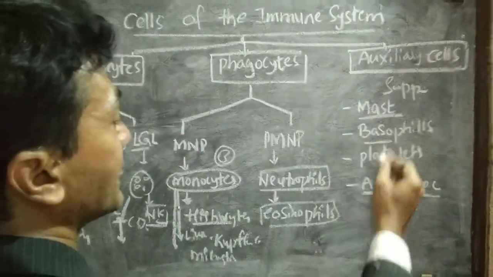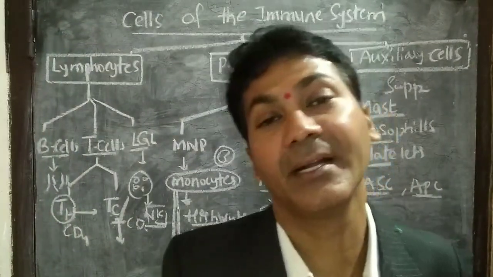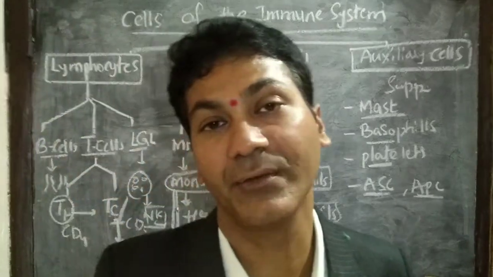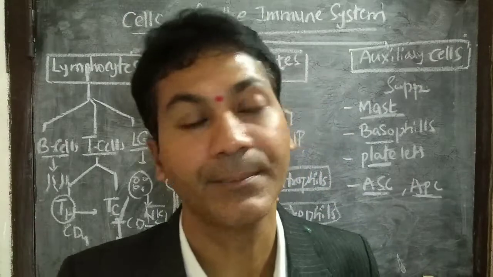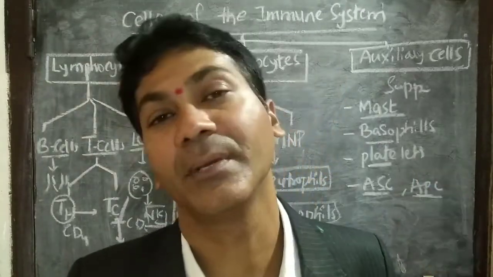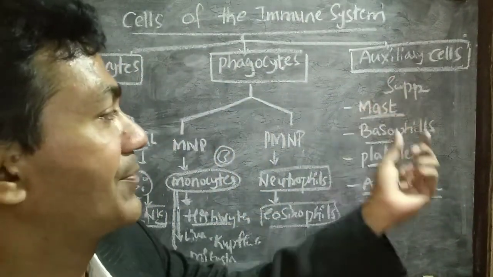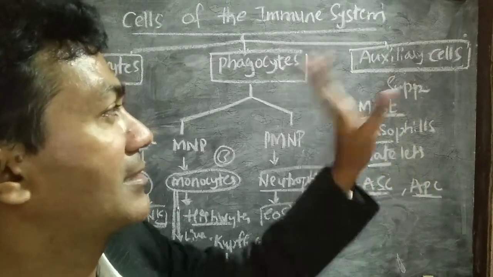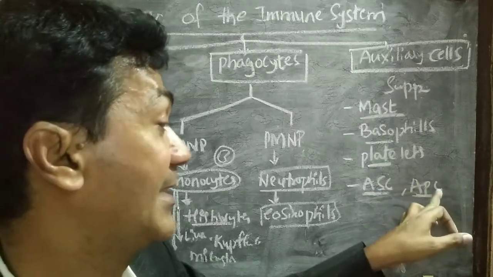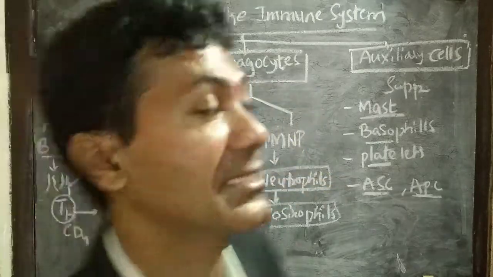Mast cells, basophils and platelets help in the inflammatory action. Whenever a pathogen enters, our tissue becomes inflamed, so that the pathogen, toxin or chemical can be cleared. So that is regarding auxiliary cells. Mast cells, basophils and platelets come under auxiliary cells, along with altered cells and antigen presenting cells, which support the lymphocytes directly. So this is regarding the cells of the immune system. Thank you.